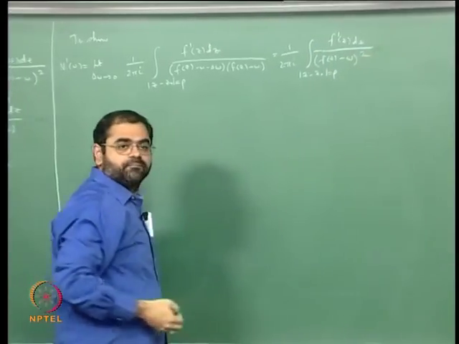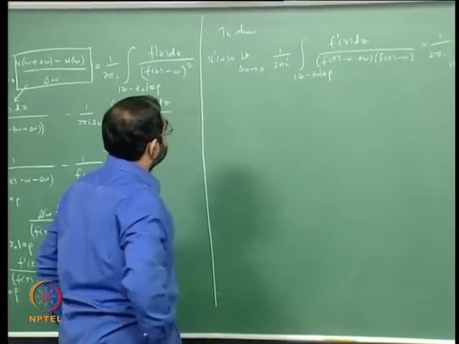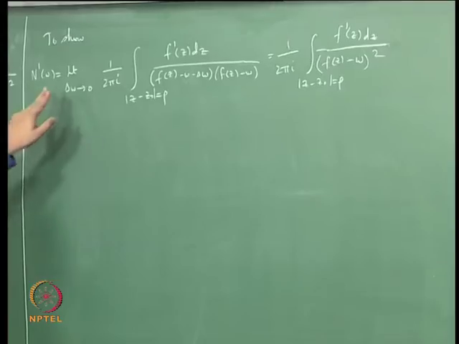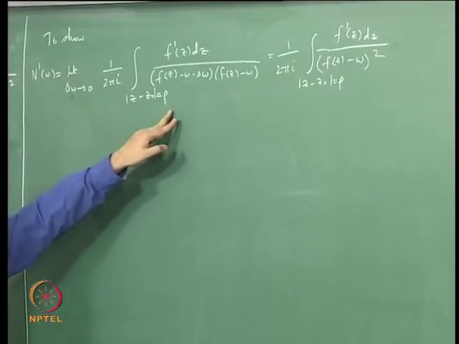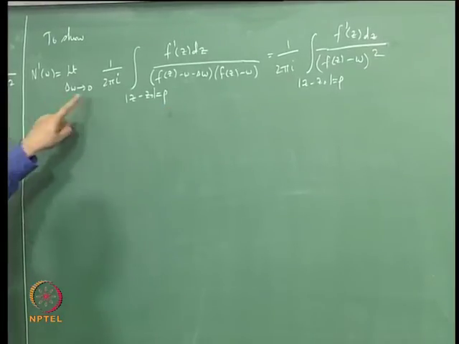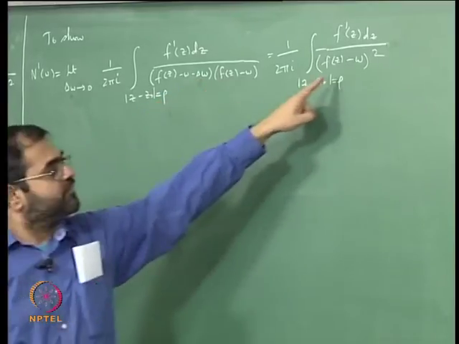This is what you have to show, okay. Now, it is a statement that looks quite obvious, because if for a moment you assume that you can push this limit inside the integral, okay, then if you let delta w tend to 0, you will obviously get this, okay.